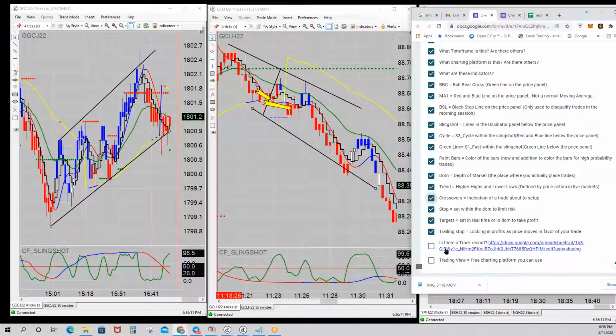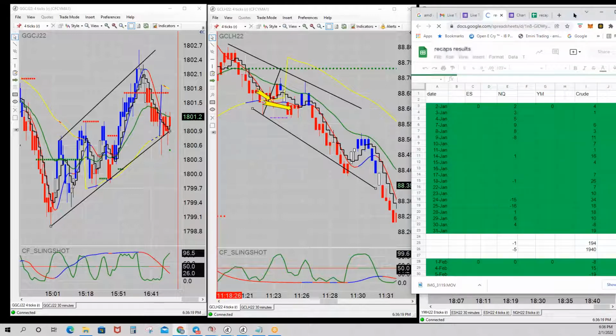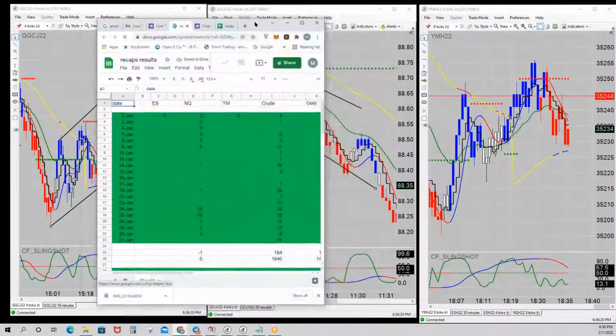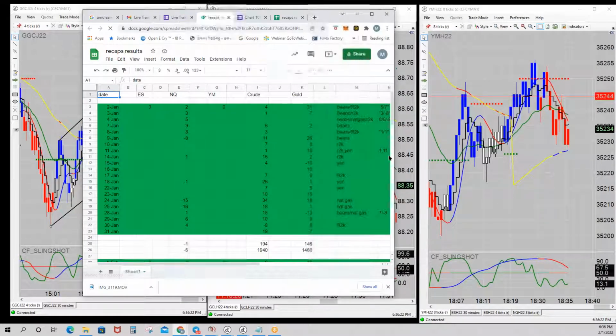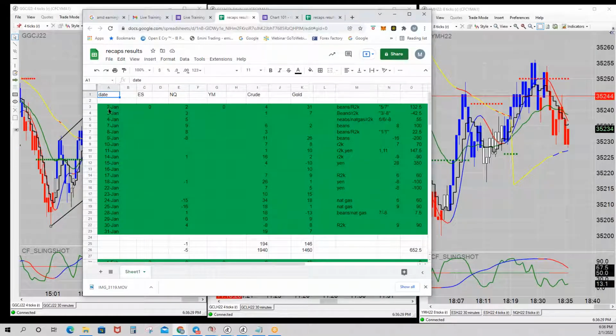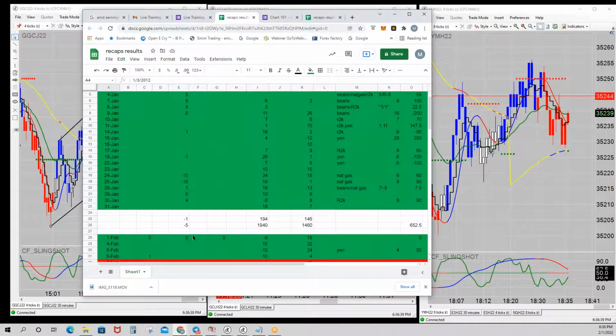Now, do we have a track record? Yes, we do. If you click on this link right here, it is going to bring you to this spreadsheet. Now, the spreadsheet is filled out in front of everyone in the room, at the end of every session in the morning. The spreadsheet actually goes back to January 2nd of 2013. This says 2012. I think it's 2013. Well, maybe it's 2012.